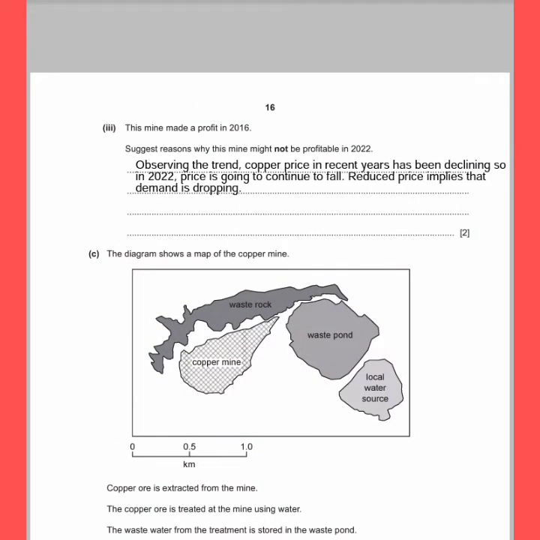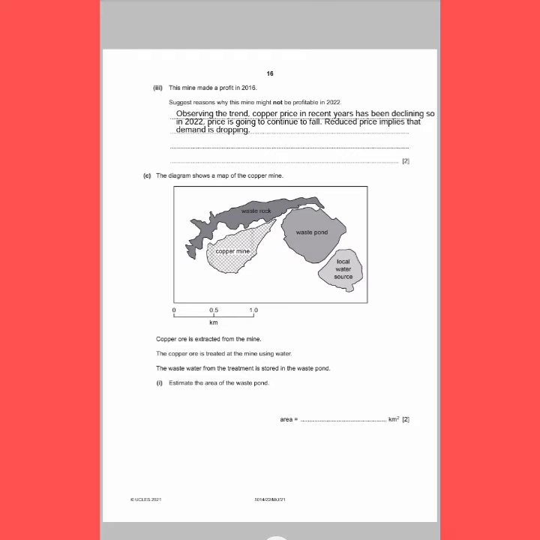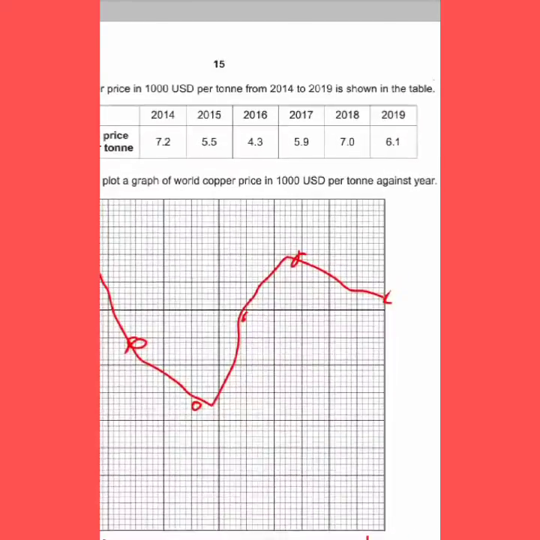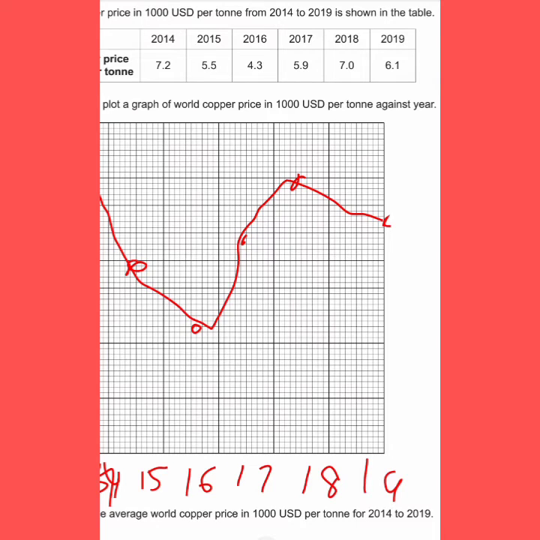Then we have the mine made a profit in 2016. Suggest reasons why this mine might not be profitable in 2022. Okay, so again, whenever you're doing paper 2, you should be very clear that you need to refer back to the information given. Okay, so if you see, it's following a particular trend, okay? From 2014 to 2017, it fell, okay? And then after 2017, it began to increase again, okay? So, okay, it increased only till 2018, and then it began to decrease again. Okay, so what we can predict is that till 2022, it's going to decrease, right?